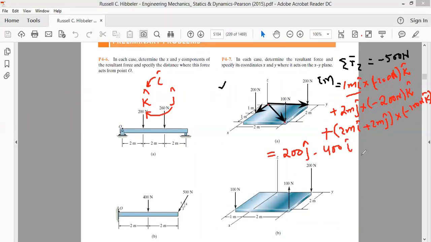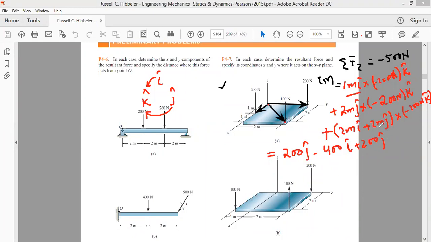And then we have the moment. This is 2 meter into 100 Newton, that is 200 Newton meter. And we have I cross K. As far as I cross K is concerned, that is minus J. Minus minus will be plus. So this will be plus J cap.